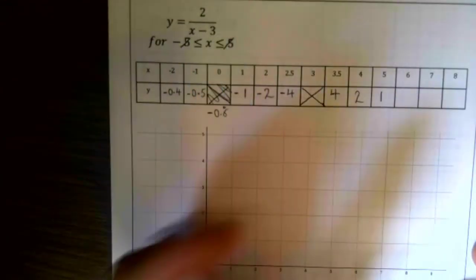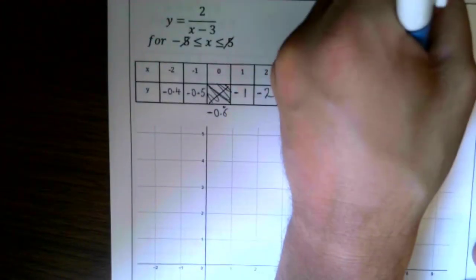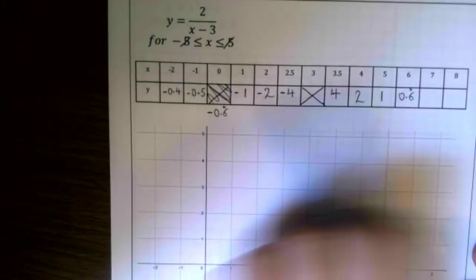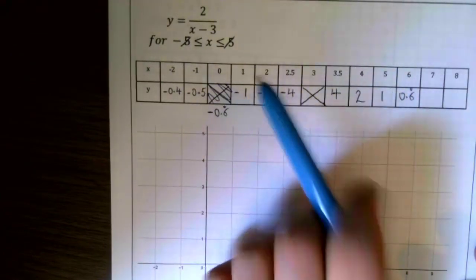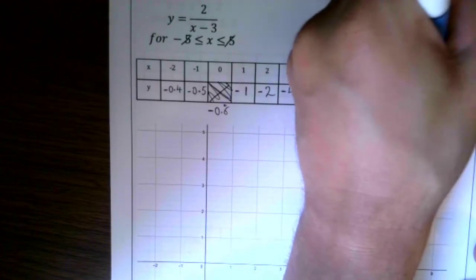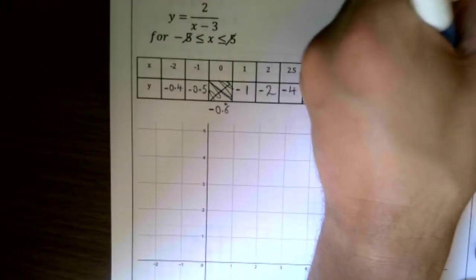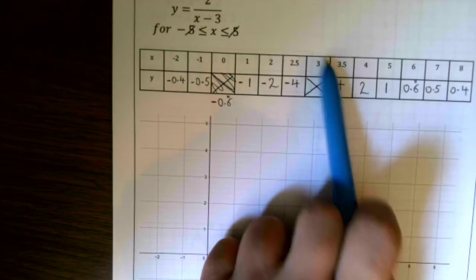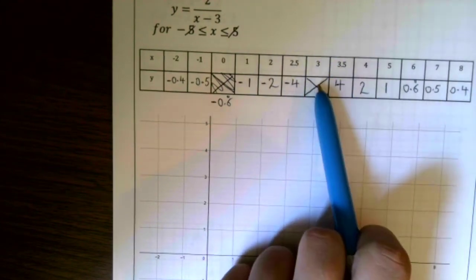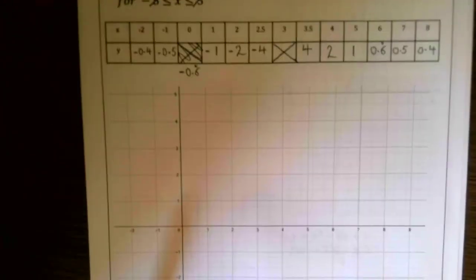6 take away 3 is 3, 2 over 3 is 2/3, sorry, as we can see. 7 take away 3 is 4, 2 over 4 is a half. 8 take away 3 is 5, 2 over 5 is 0.4. So we can see that after we hit that cannot compute one, that syntax error one, we get that pattern returning. So now let's see if we can plot this table of values.